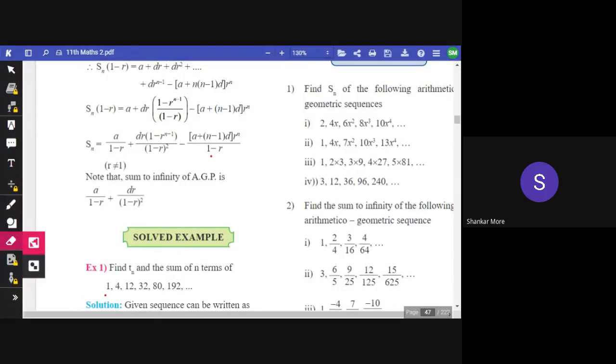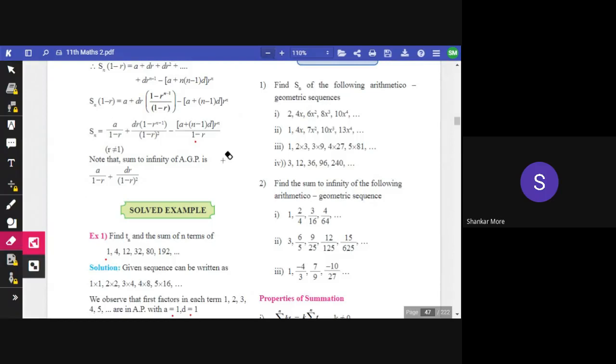A is 1. That is good. ठीक है, चलो. What is D? D is 1. Okay, D is 1. उसके बाद में R is 1 by 4. Very good. The question is solved. Next one. Sankalp, you have got the correct answer. You will find the value of the sum to infinity. Okay. There is no issue.